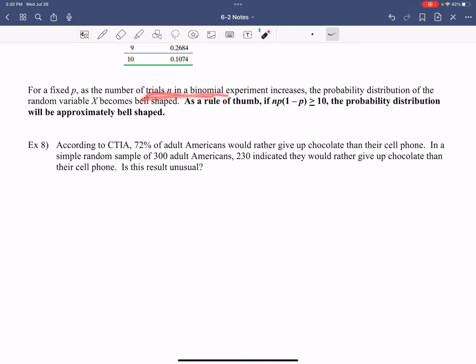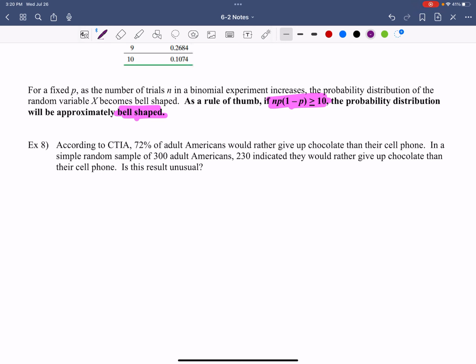As n increases, a rule of thumb is this formula. The probability distribution will be bell-shaped. This is your proof, if you will. This is the formula that will always happen here to determine if this is bell-shaped. That's the key. All right? If n times p times 1 minus p is greater than or equal to 10, boom, then I know I can work with it being bell-shaped. Okay, so let's try this on.